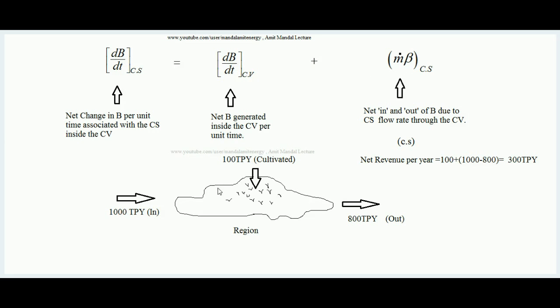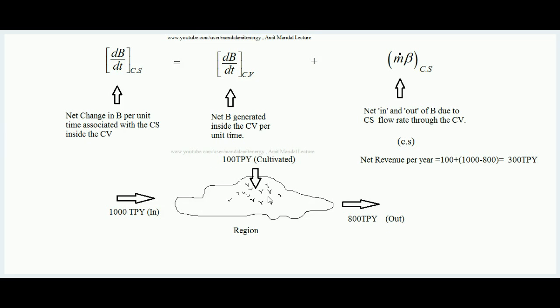This could be understood by this simple example. Suppose that this is a village, a region. In the village, per year 1000 tons of food grains are entering, and in the same year 800 tons of food grains are going out. So 1000 tons enter and 800 tons go out per year. Now the net amount of accumulation of food grains inside this village per year would be 1000 minus 800, because 200 is remaining inside.